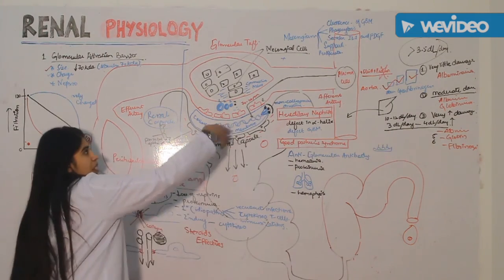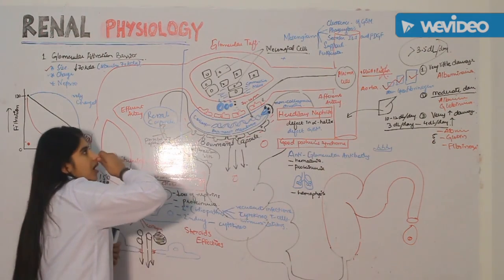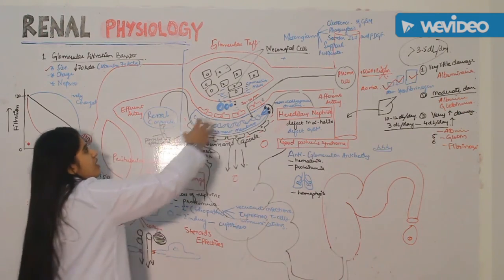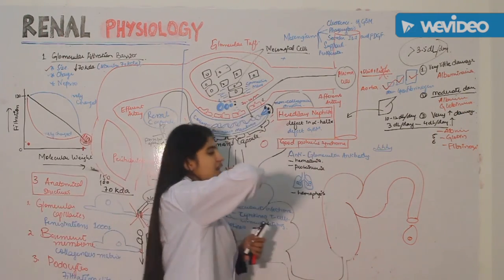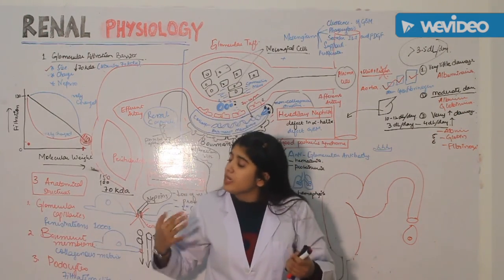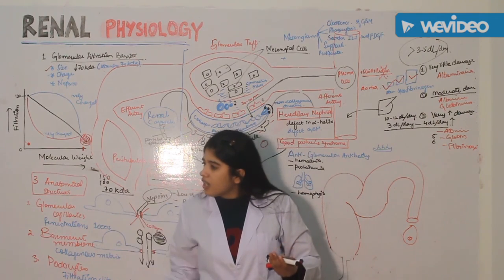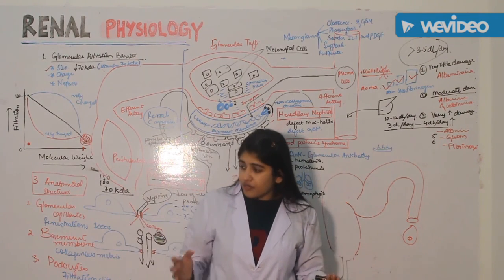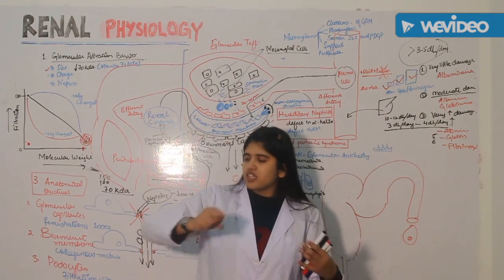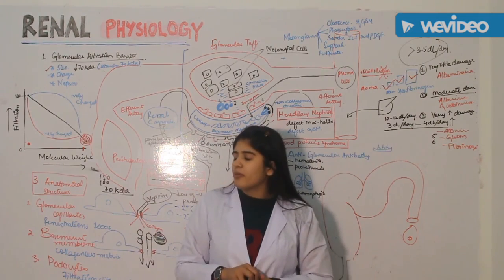So this was about the thing which is present in the mesangium, the mesangial cell. The whole capillaries and even the mesangial cells which are present in between, we call it the glomerular tuft. Tuft means that the whole things are present together. So there would be the glomerular tuft.